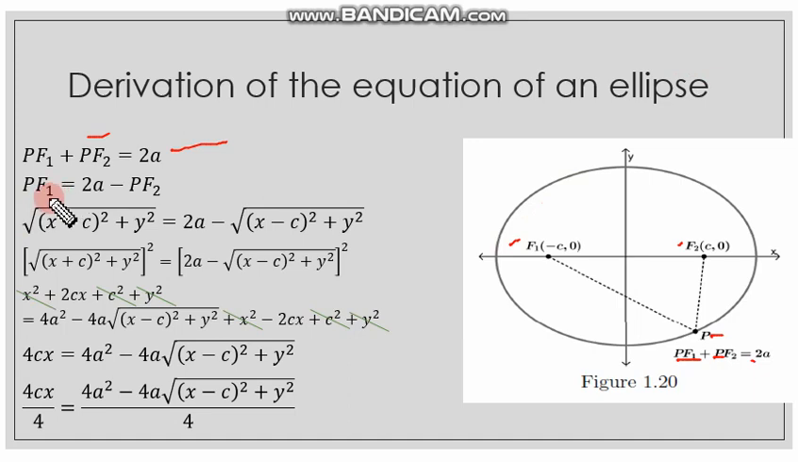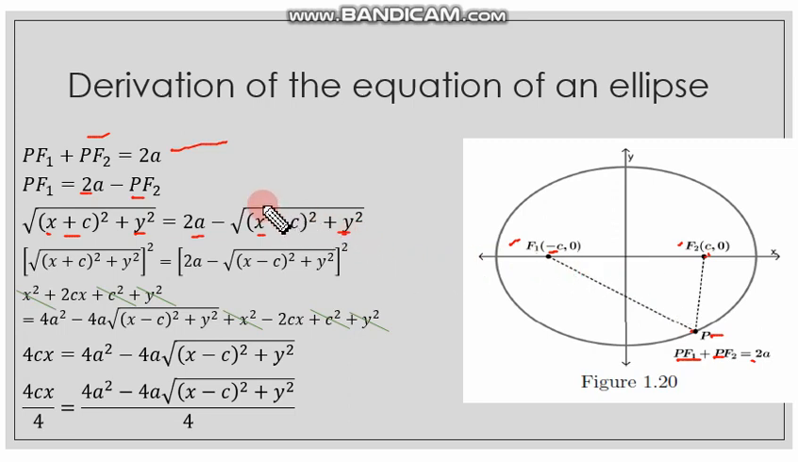So using the distance formula, PF1 is the square root of (x minus negative c), so (x plus c) squared, plus (y minus 0) squared, so that's y squared, is equal to 2a minus this one, the distance from here to here. So, the square root of (x minus c) squared plus (y minus 0) squared, that's y squared.